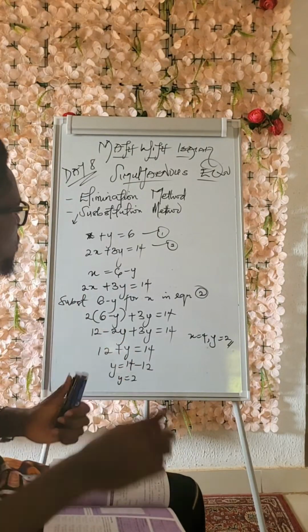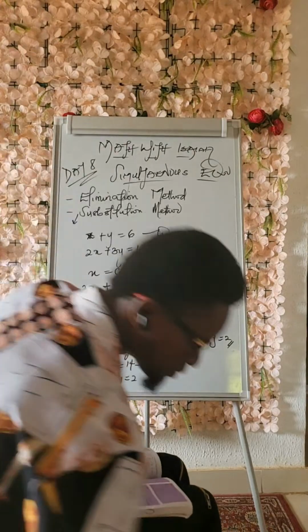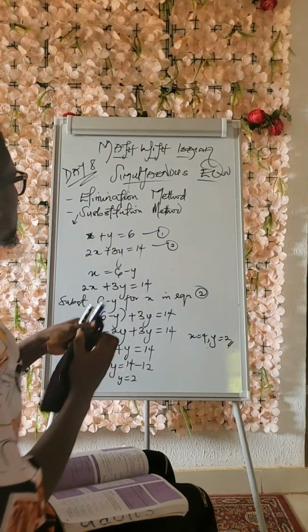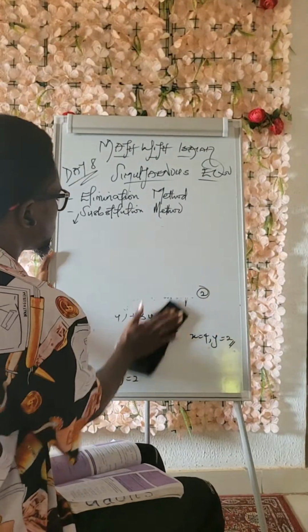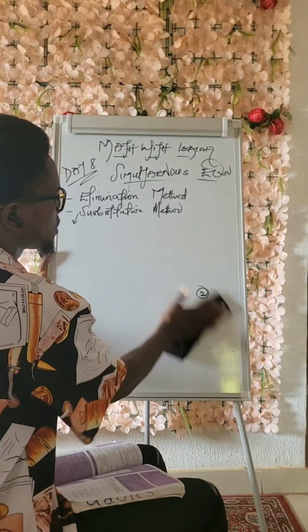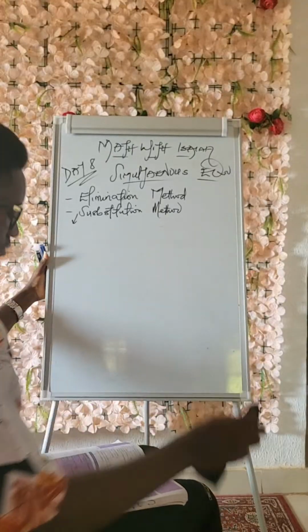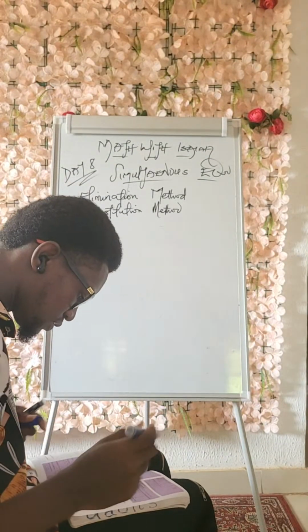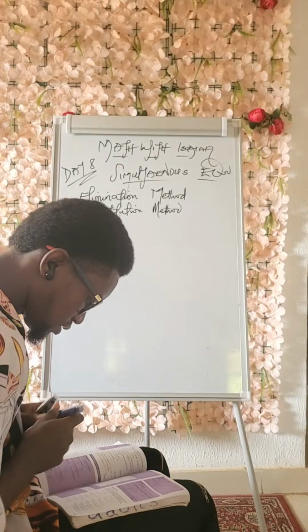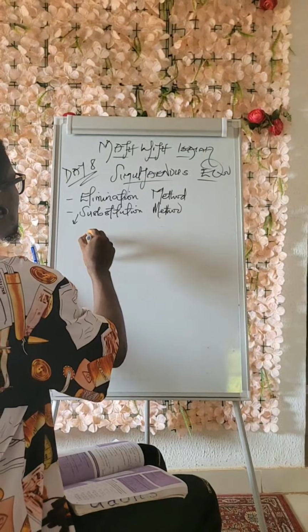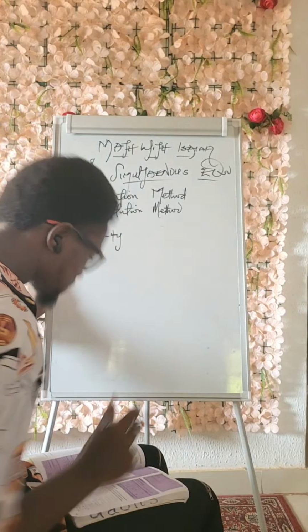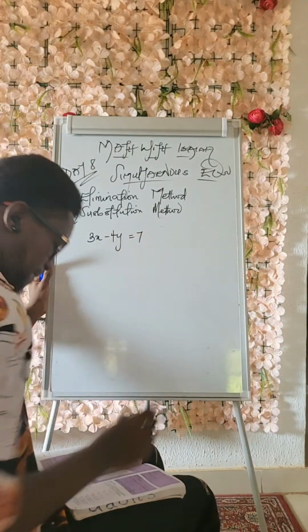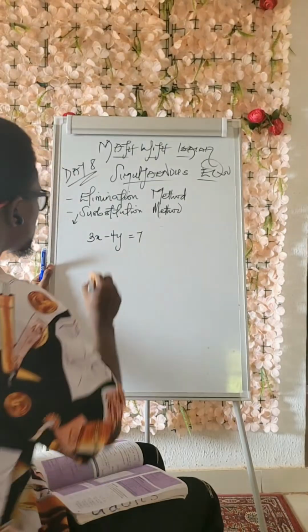I'm going to take just one more example. Just one more example. Substitution method. So it's just basically substituting one for another. Now, the second example here is 3x minus 4y equals 7, and x minus 2y equals 5.